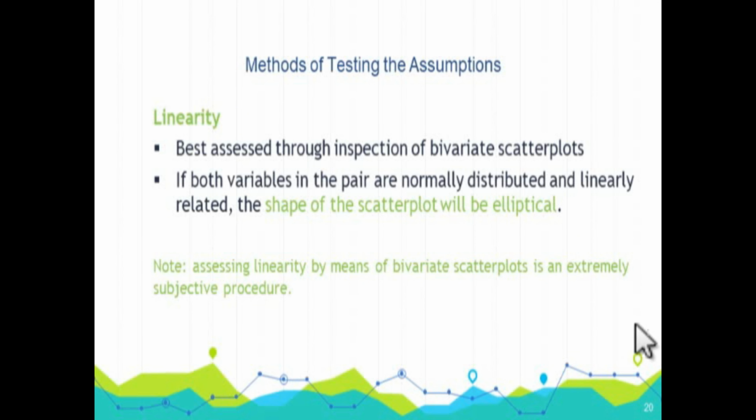Linearity is best assessed through inspection of bivariate scatter plots. If both the variables in the pair are normally distributed and linearly related, the shape of the scatter plot will be elliptical. So remember, assessing linearity by means of bivariate scatter plots is an extremely subjective procedure. In situations where non-linearity between variables is apparent, the data can once again be transformed in order to enhance the linear relationship.